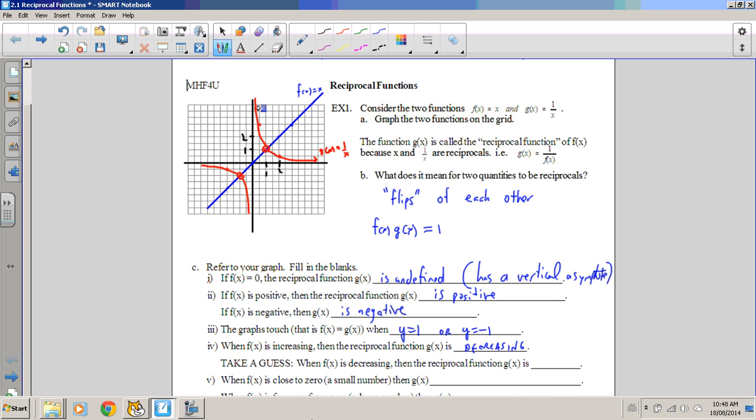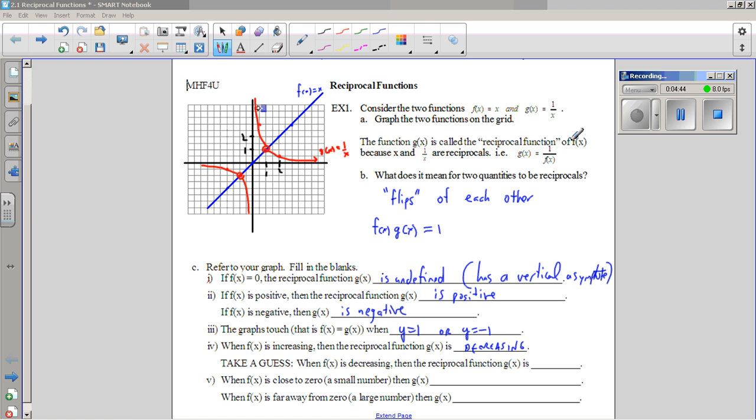Oh, the dog's barking. Somebody might be at the door here. Let me just check it out. No, no one at the door. The dog's just nuts. Where was I?